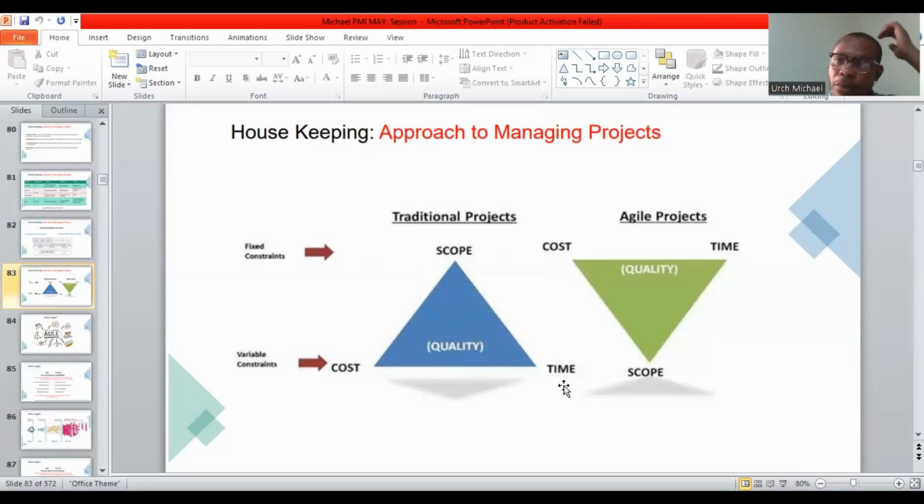All right. So in the Agile project, the fixed constraints are the cost and the time. The cost and the time are the fixed constraints, please. Because in the Agile project, as we go into it, you're going to see that we work with timelines. We work in sprints. I'm not going to say much about this now, but by the time we go fully into the Agile project, you will understand that we work in sprints.